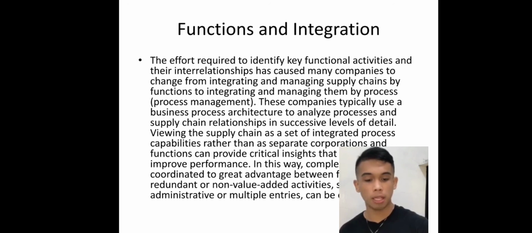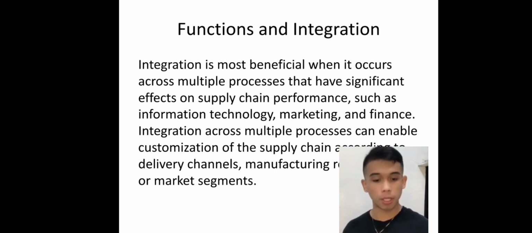These companies typically use a business process architecture to analyze processes and supply chain relationships in successive levels of detail. Viewing the supply chain as a set of integrated process capabilities rather than as separate corporations and functions can provide critical insights that can be used to improve performance. So in this way, complex activities can be coordinated to great advantage between functions and administrative or multiple interests. So next, the functions and integration, slide number 19.